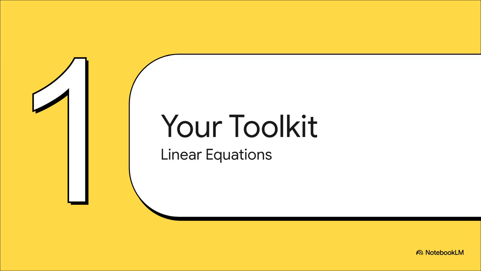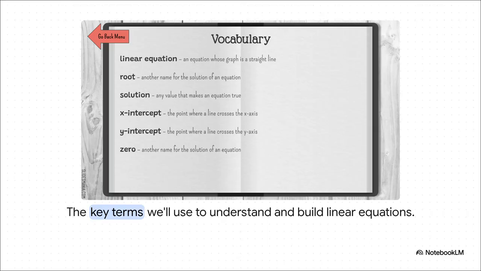So let's build our toolkit, and the very first thing we need is to understand the language of lines. Think of this as our vocabulary cheat sheet. A linear equation is just a fancy way of saying its graph is a perfectly straight line. The y-intercept is our starting point. It's where that line hits the vertical axis. The x-intercept is a really crucial point we'll talk more about in a bit. And the slope? That's just how steep the line is, its rate of change.